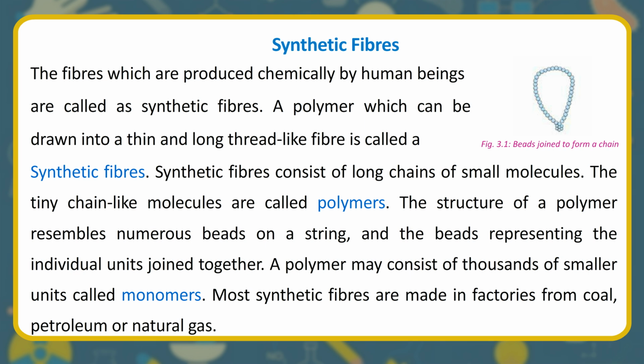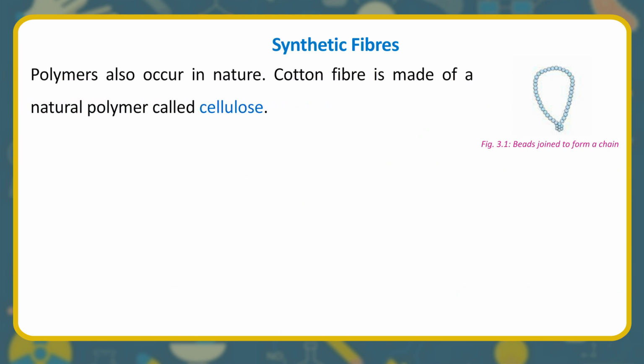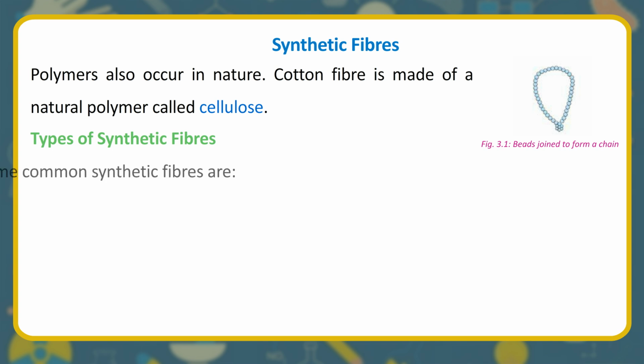Most synthetic fibers are made in factories from coal, petroleum or natural gas. Polymers also occur in nature. Cotton fiber is made of a natural polymer called cellulose. Types of synthetic fibers. Some common synthetic fibers are rayon.